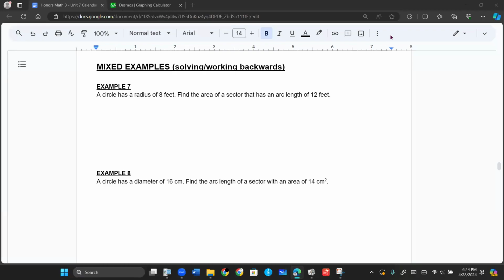Hey everyone, we're going to be going through some problems involving area of a sector of a circle and arc length, and mixing the two formulas together. Let's show you how it's done.